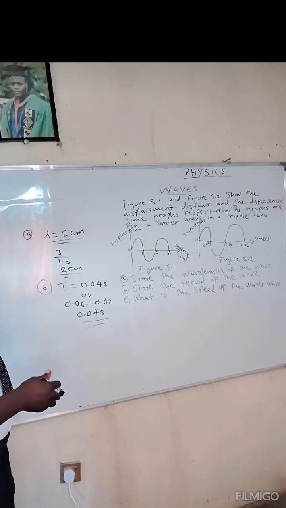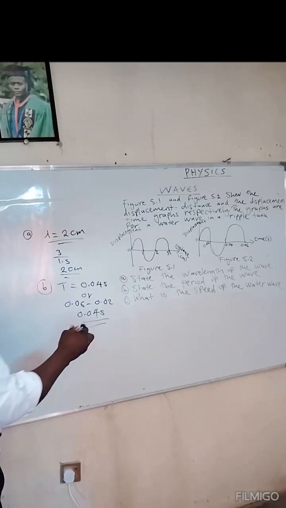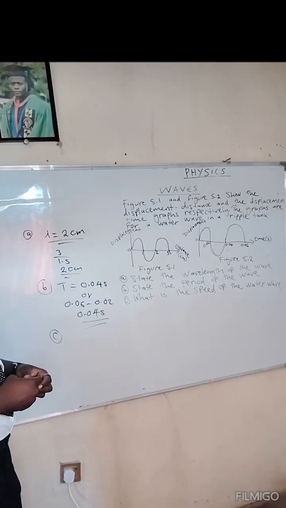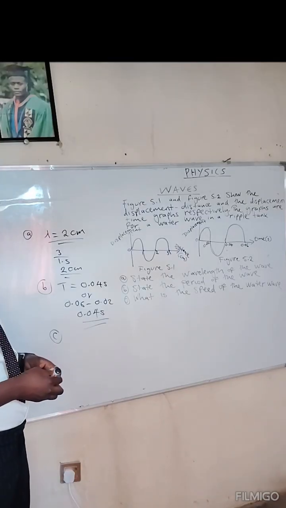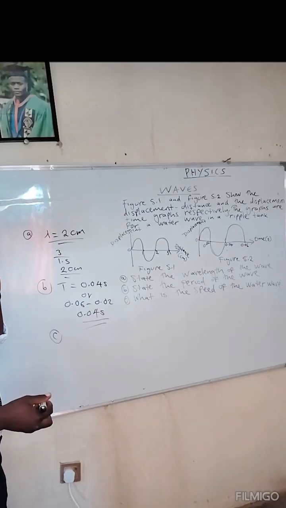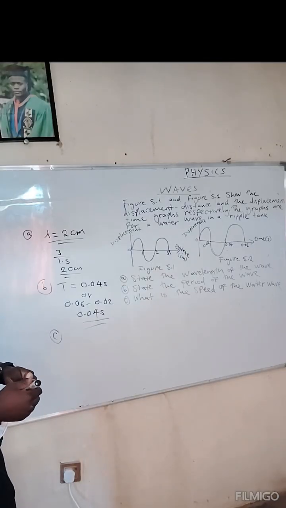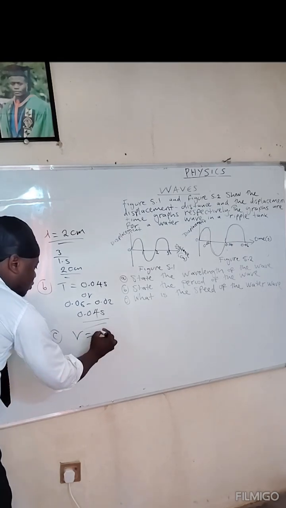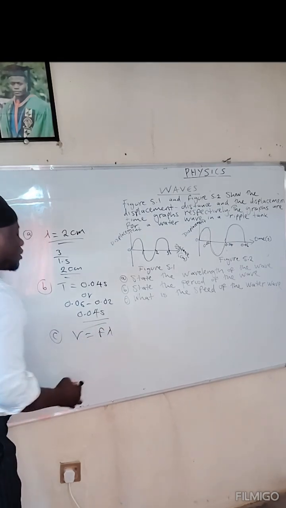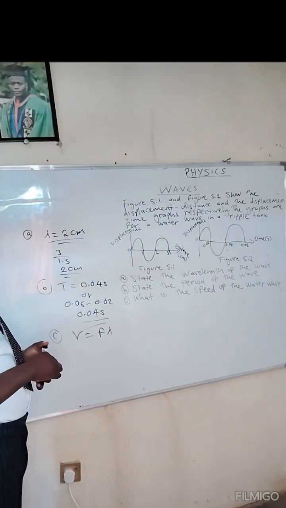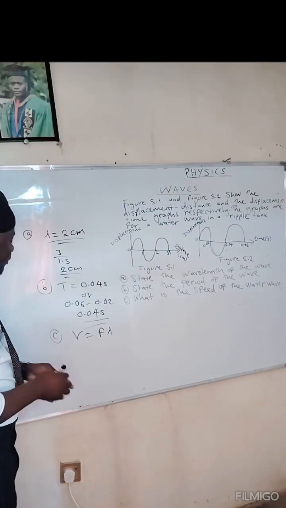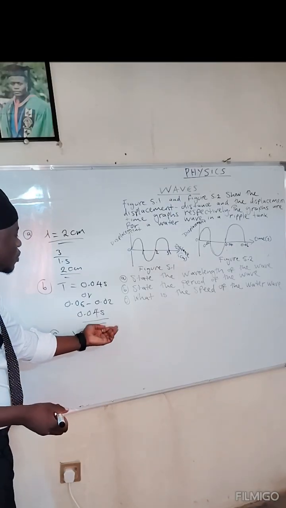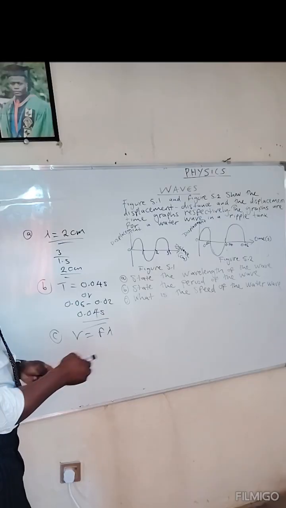Okay, so next now it's C. C, the question is saying, what is the speed of the water wave? Speed of the water wave. So to calculate speed, you use the formula for speed or velocity equals to frequency times lambda, or lambda times frequency is the same. So check here. We have frequency here. Then frequency, we don't have frequency here. So meaning you calculate frequency.